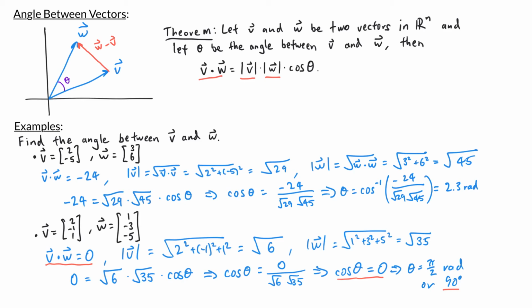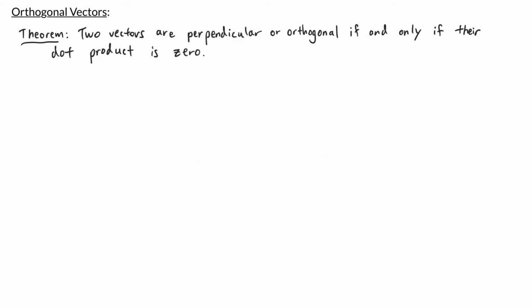We can say something about this in general. We say that two vectors are perpendicular or orthogonal if and only if their dot product is 0. So again, orthogonal and perpendicular mean the same thing. It just means that the angle between the two vectors is 90 degrees. Using this theorem, we can quickly determine if vectors are orthogonal.